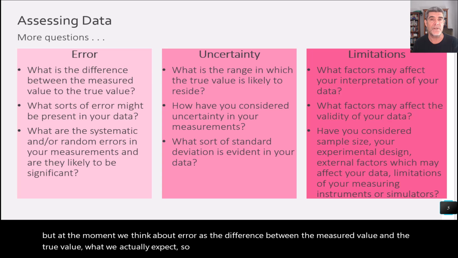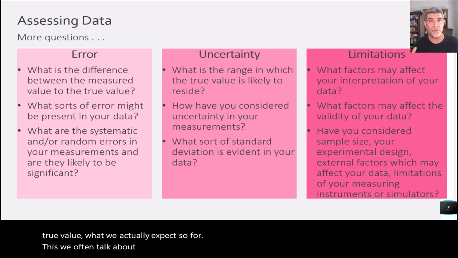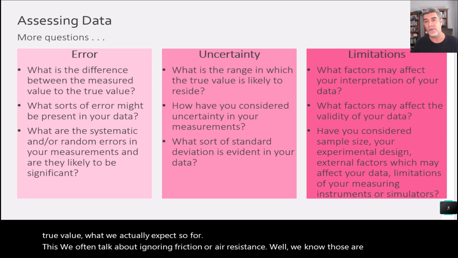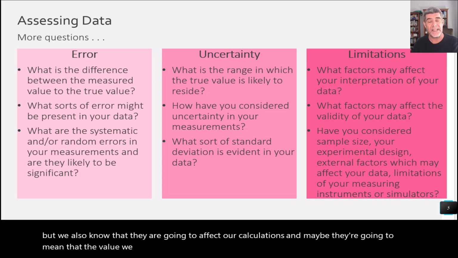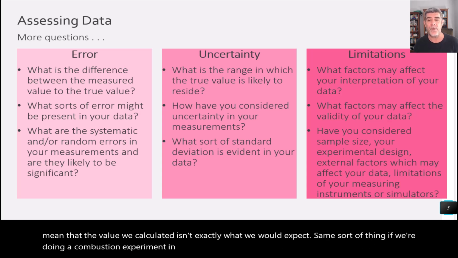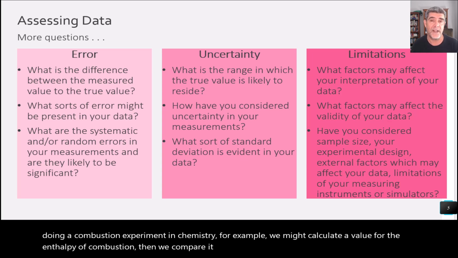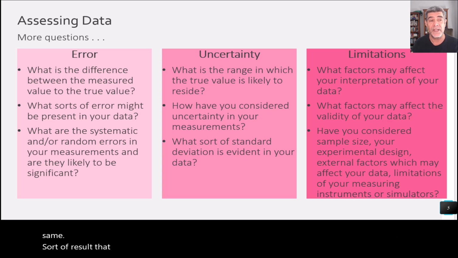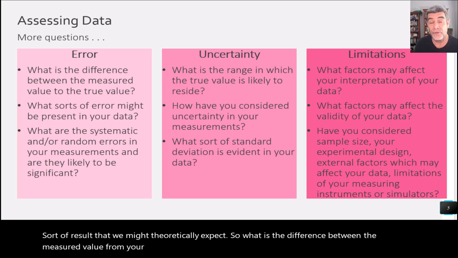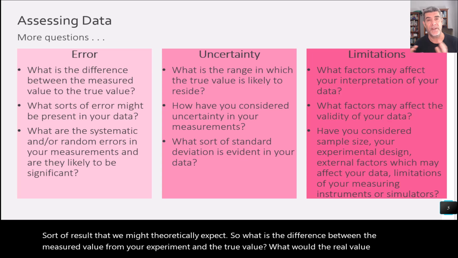So for physicists, we often talk about ignoring friction or air resistance. Well, we know those are real factors, but we also know that they are going to affect our calculations, and maybe they're going to mean that the value we calculated isn't exactly what we would expect. Same sort of thing if we're doing a combustion experiment in chemistry, for example. We might calculate a value for the enthalpy of combustion, and we compare it to the theoretical value, and we realize that actually we've lost a lot of heat to the surroundings, and so therefore we're not able to achieve that same sort of result that we might theoretically expect. So what is the difference between the measured value from your experiment and the true value? What would the real value be in perfect circumstances?